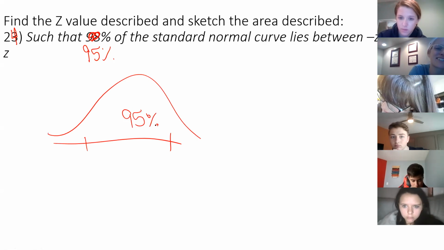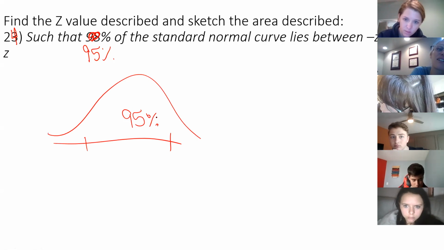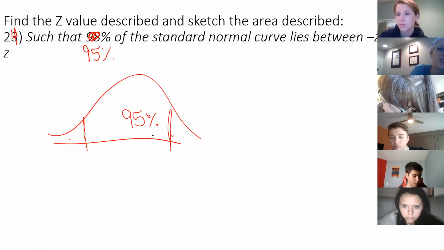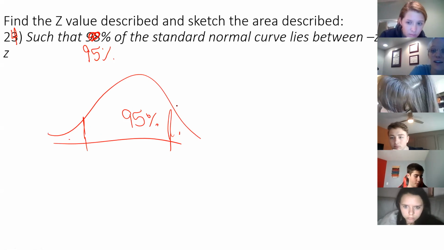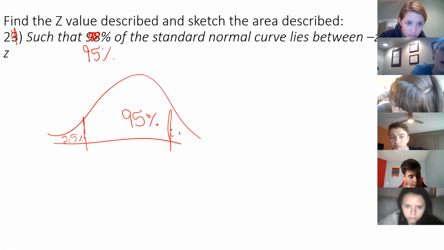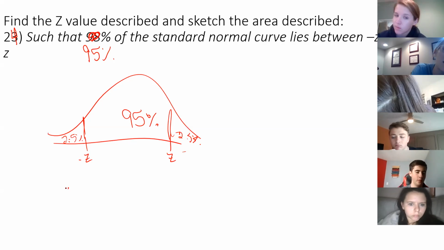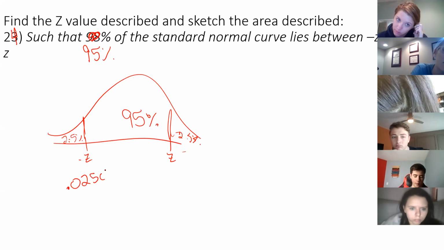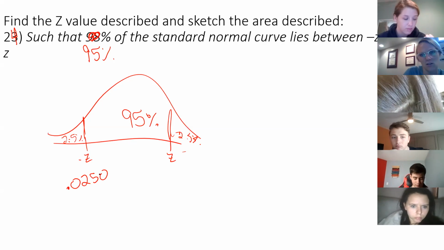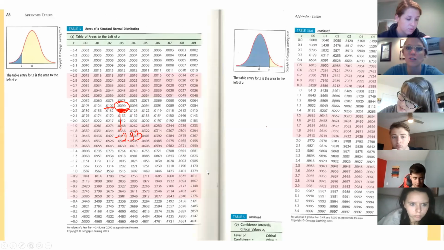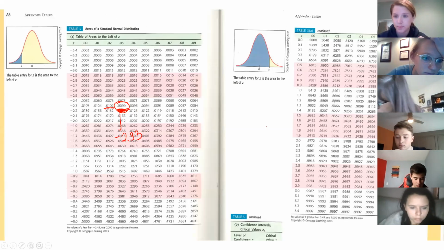I put 0.0250. I love it because if this is 95%, the other side has to be 5% that's left over divided by 2. So both of these is 2.5%, 2.5%. So you're looking for, that's a negative z, that's a positive z. So you said 0.0250, right? Yes. Beautiful. Okay, so here's your chart.